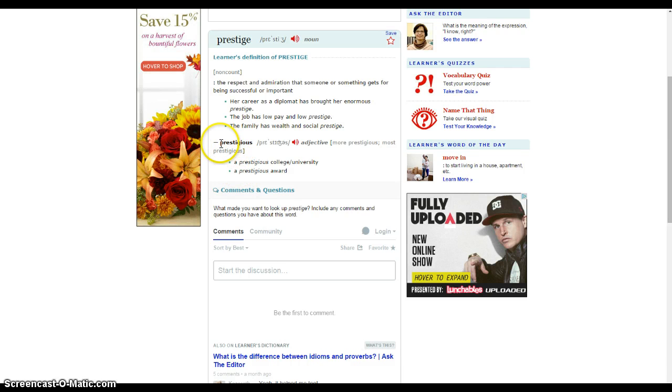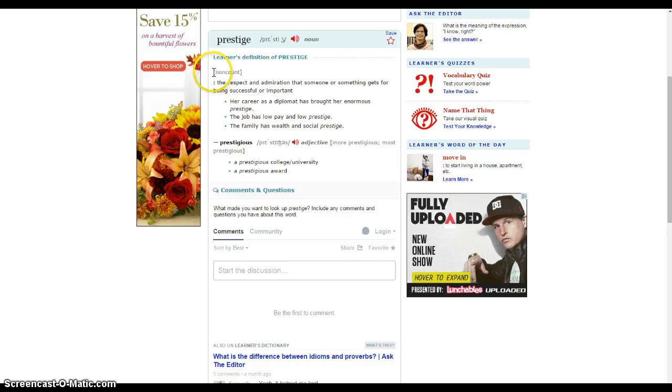There's also an adjective form, prestigious. And you can see a prestigious college university, a prestigious award. So these are a college, university and award that are respected and admired. So look at the careers that you've written on your paper. You could say, for example, a doctor has high prestige, or a doctor has a prestigious job.